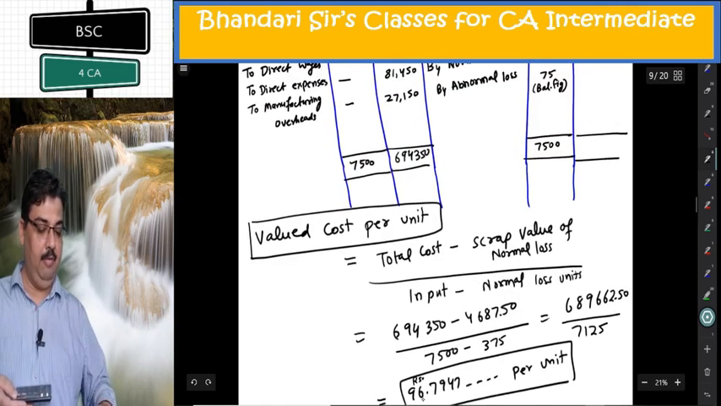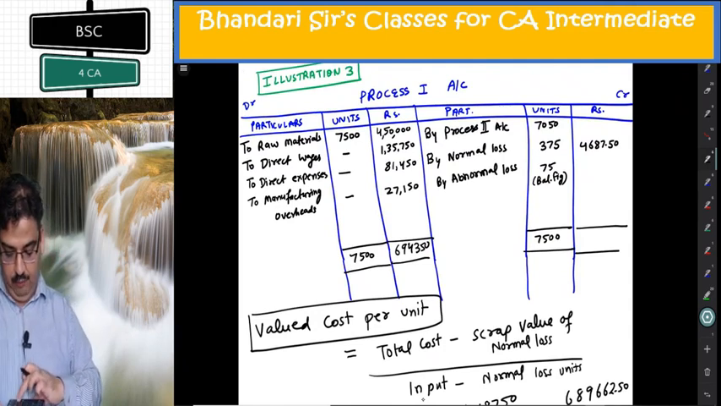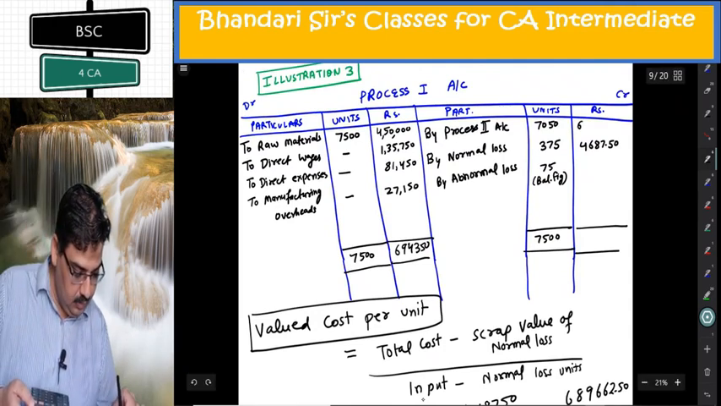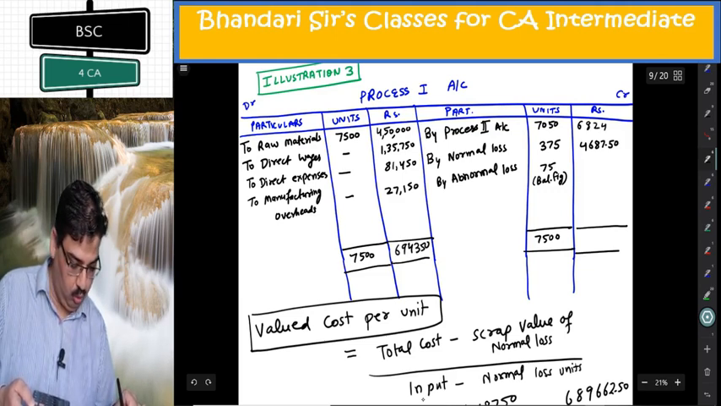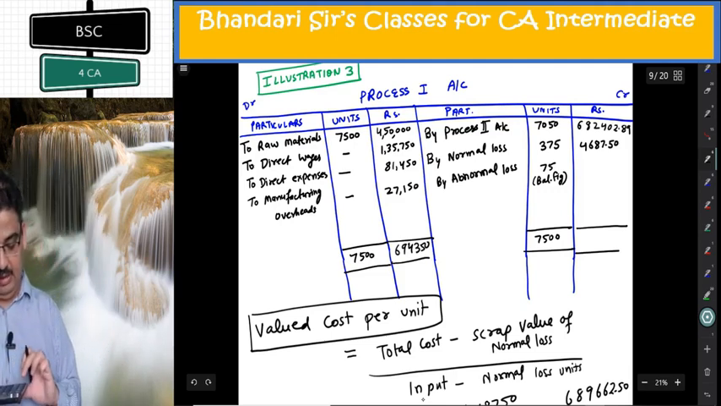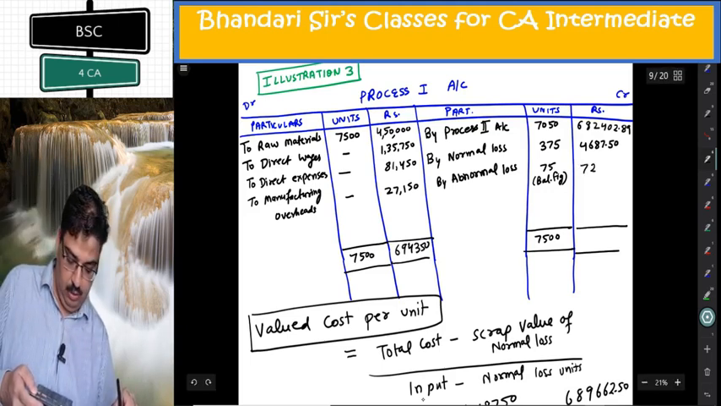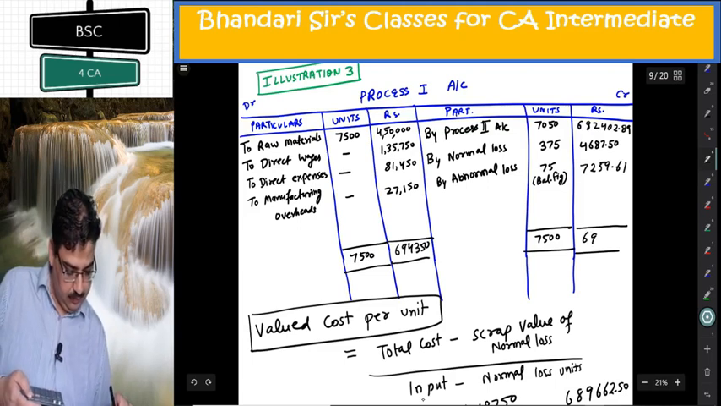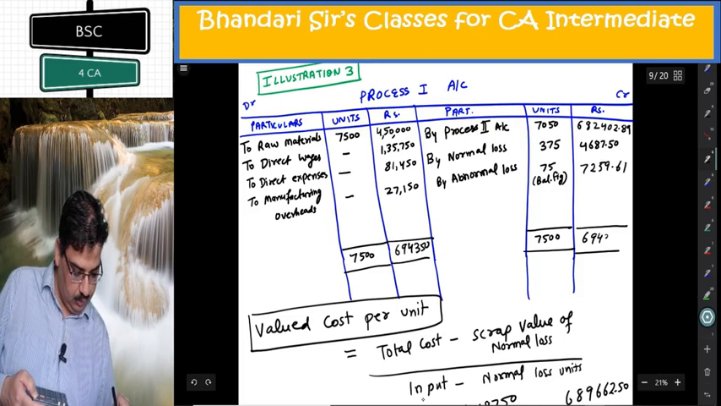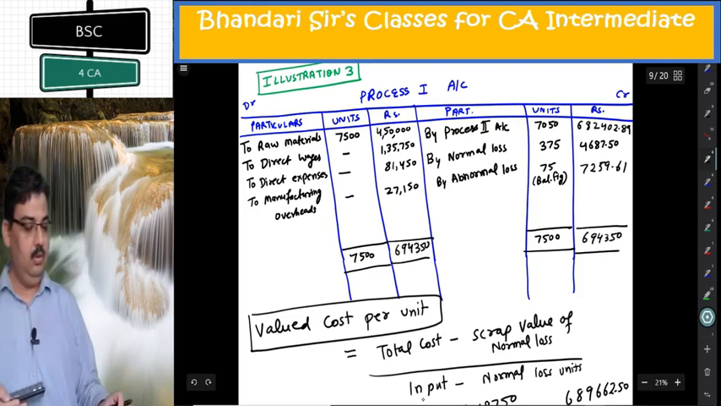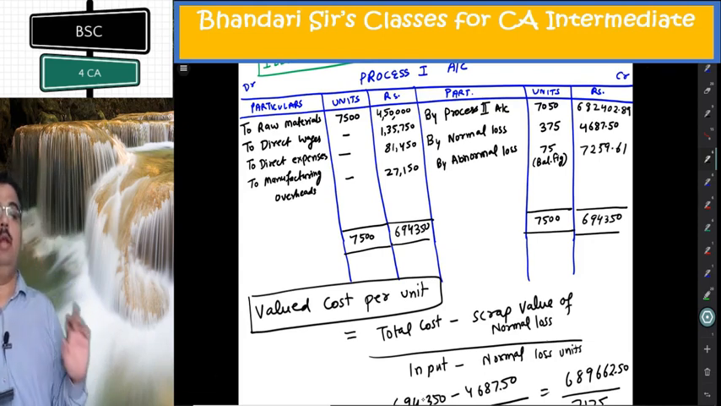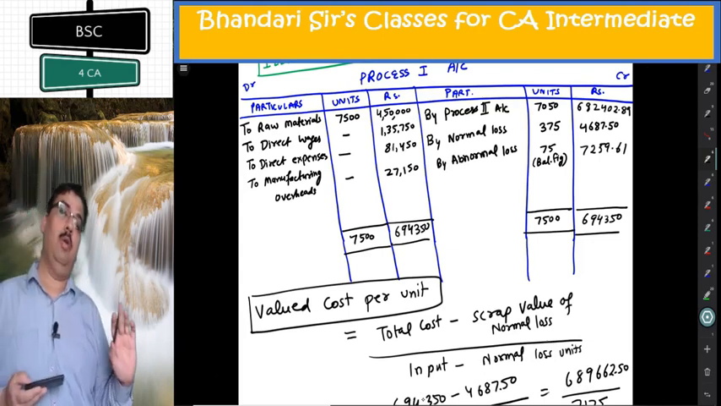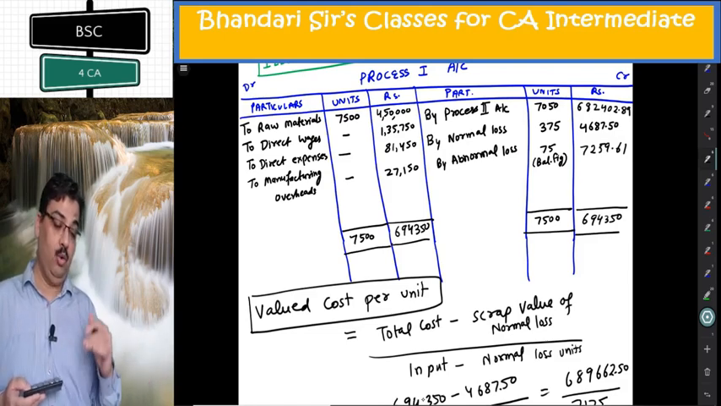This is to be multiplied with 7050. I get the value here, 682,402.89, and when multiplied by 75 I am getting 7259.61. I should get 694,350 total. This is process 1 there. Normal loss and abnormal loss I'll make in the end, but first I'd like to go to process number 2.